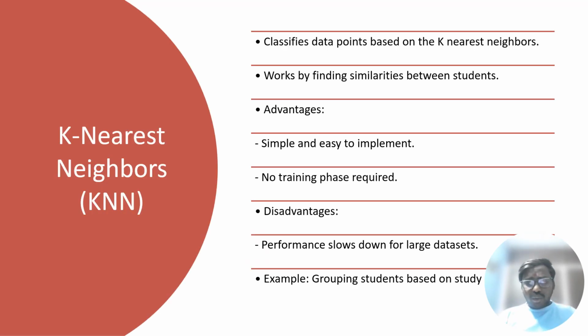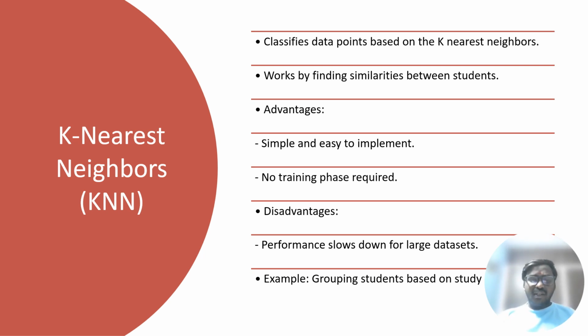And now let's go to K nearest neighbors (KNN). It classifies data points based on the K nearest neighbors and works by finding similarities between students. Its advantages are that it is simple and easy to implement, and there is no training phase required for K nearest neighbors. But the disadvantage is that performance slows down for large data sets.